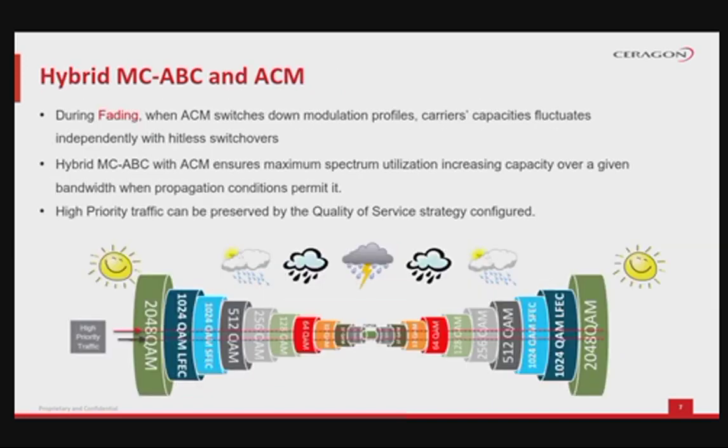Multi-carrier ABC and adaptive coding and modulation. During fading, when ACM switches down modulation profiles, the carriers' capacities fluctuate independently and MC-ABC responds by changing the data rate with hitless switchovers. Hybrid MC-ABC with ACM ensures maximum spectrum utilization, increasing the capacity over a given bandwidth when conditions permit. TDM circuits can be preserved by the prioritizing scheme configured.